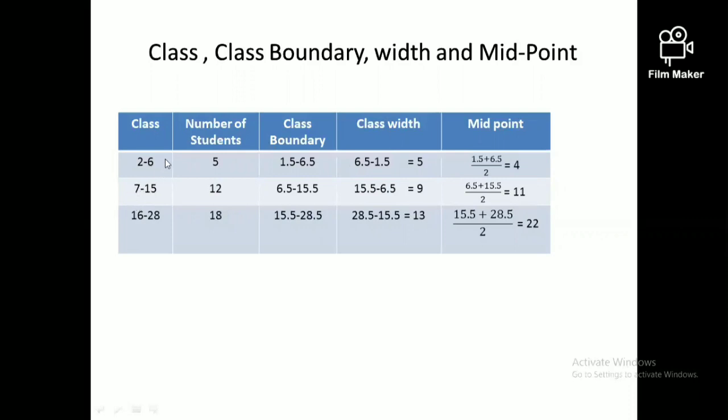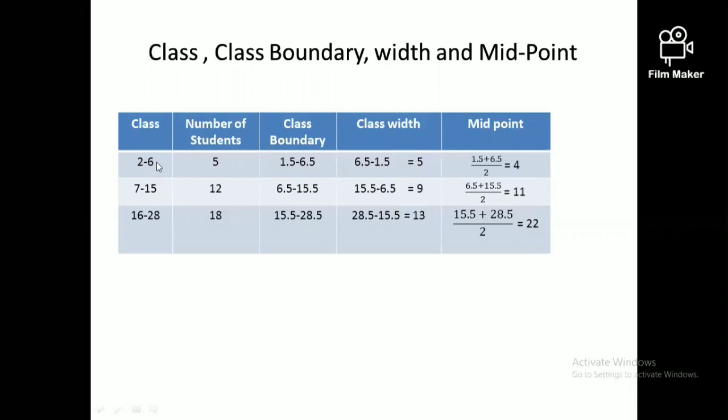Therefore, you cannot identify it when you are working out with this situation. You cannot keep a gap between these classes. How do you rectify this situation? What you need to do is take the upper boundary over here and the lower boundary and divide by 2. 6 plus 7 divided by 2 is 6.5.